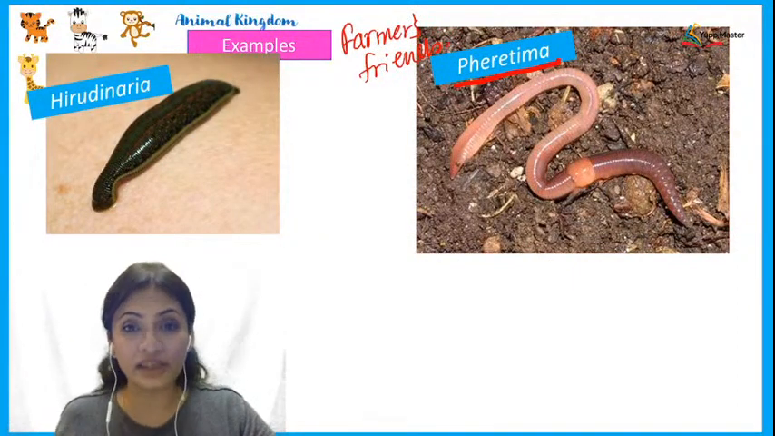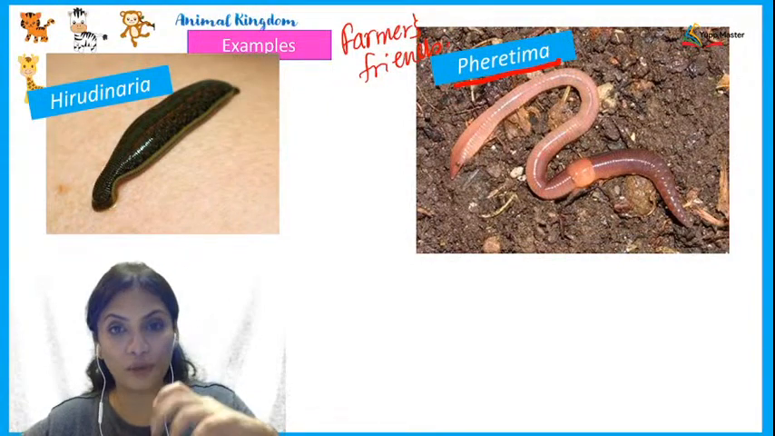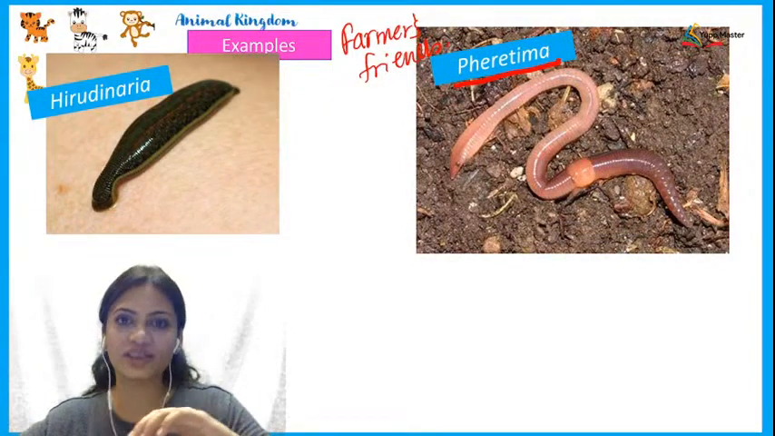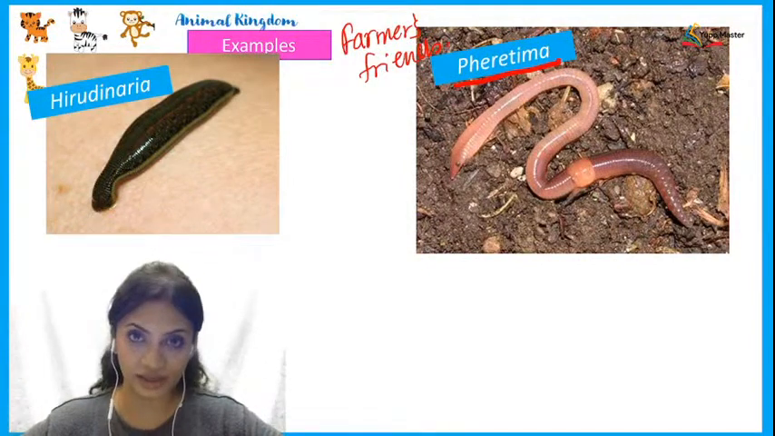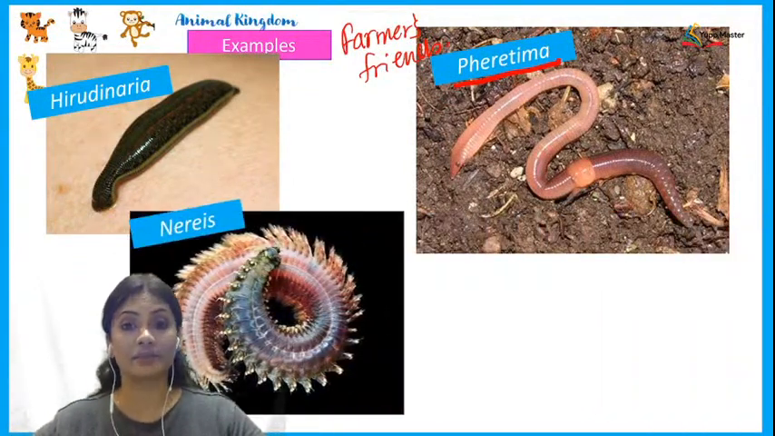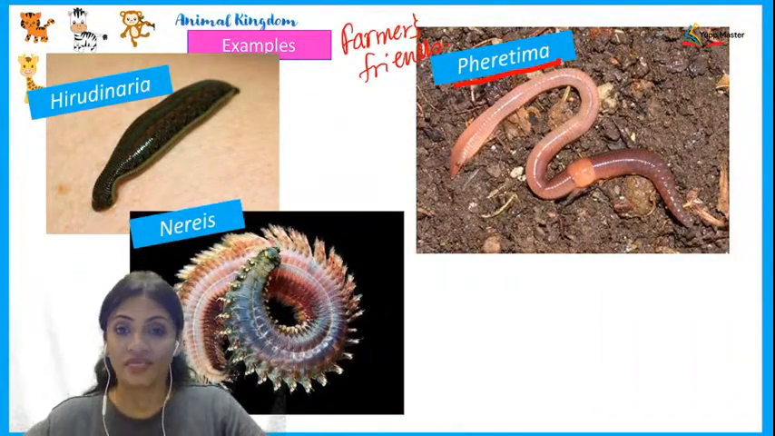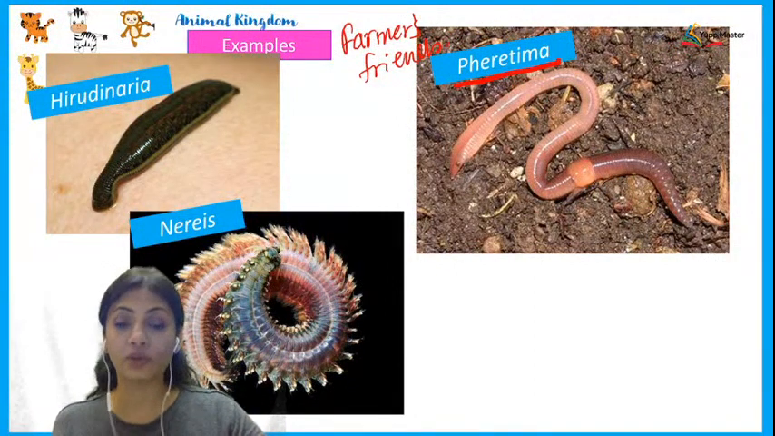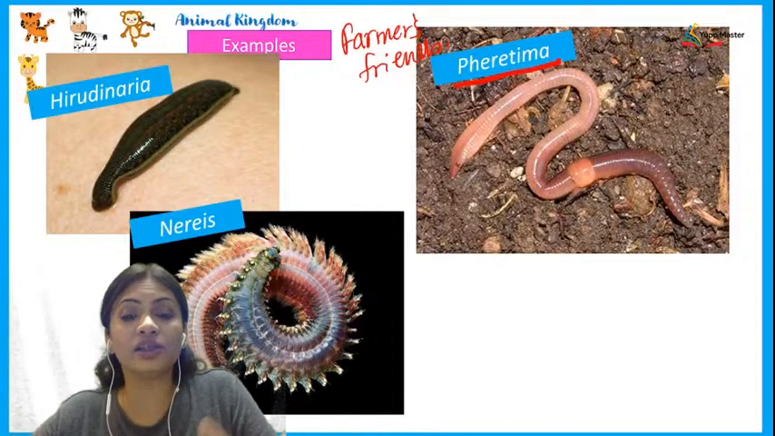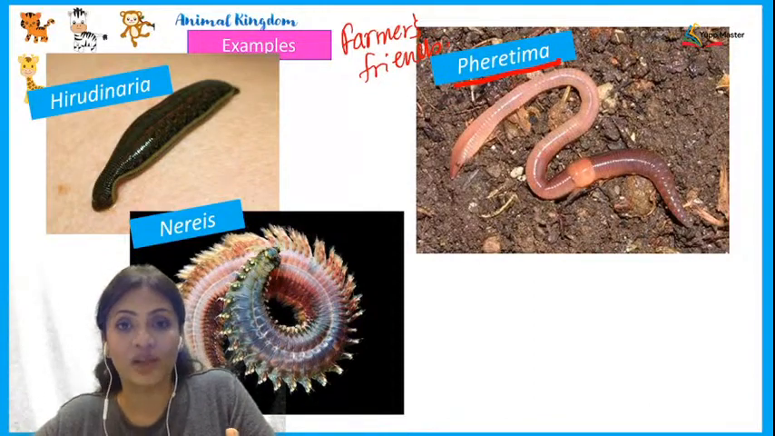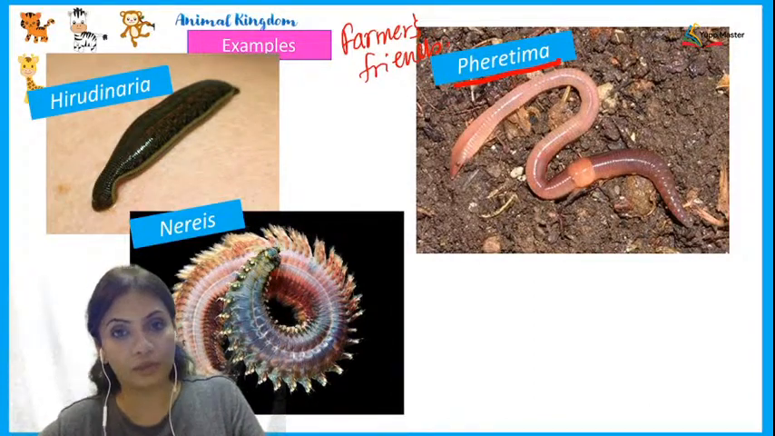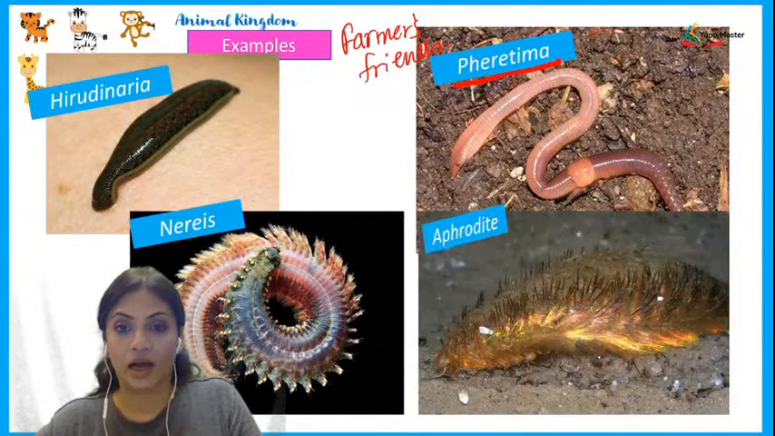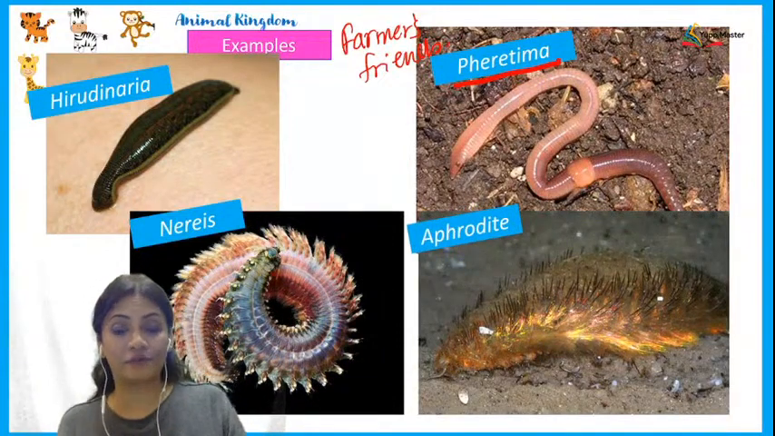And remember, the leeches had anti-clotting properties in their saliva, which is why we called it Hirudinaria, because that anti-clotting substance was called hirudin. The next example, Nereis. Remember, these were those examples where it was a unisexual annelid, where the male and the female bodies were separate. And last, we come to Aphrodites.